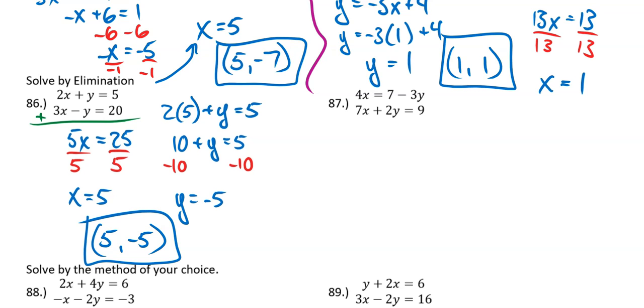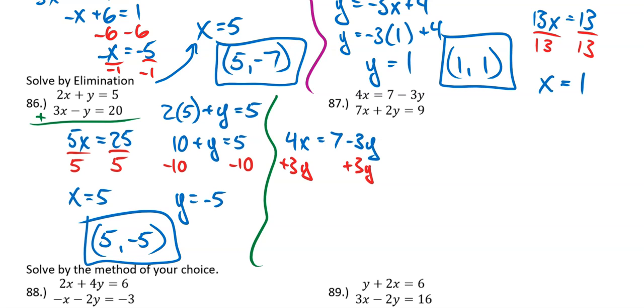So first of all, I need to rearrange this. Let's take that first guy, and essentially I'm working towards standard form, x, y equals constant. We just don't care about all the nitty-gritty details of, oh, you can't have fractions, that kind of stuff. So I'm going to add the 3y to each side. That gives me 4x plus 3y equals 7.